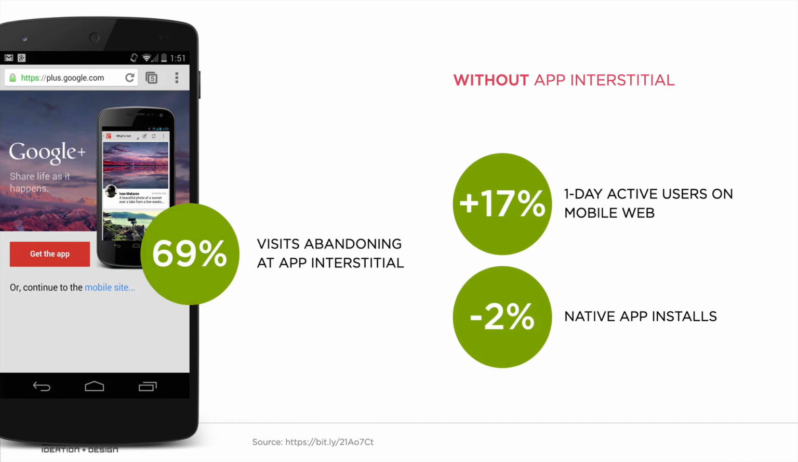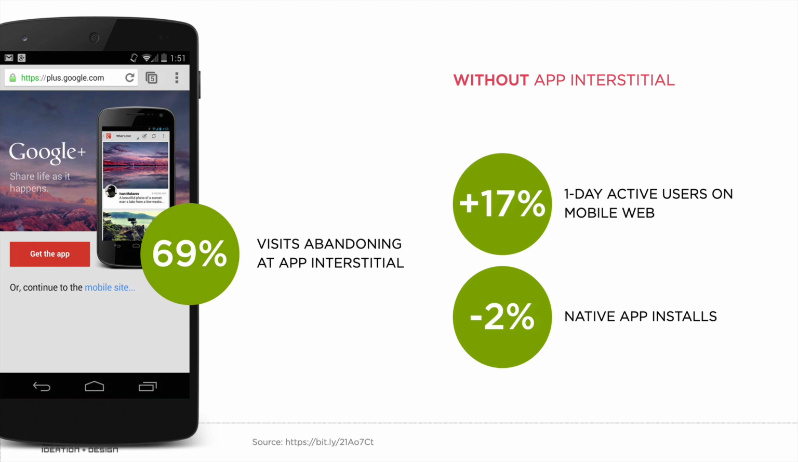But the other half of the story is that when we tested removing the full page interstitial, app downloads only dropped 2%, but daily active users on the web went up 17%. What's the last A/B test you did that had that kind of impact? Perhaps removing things is a great idea for many of our tests instead of just adding stuff.